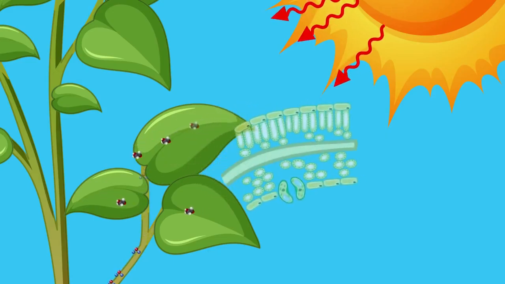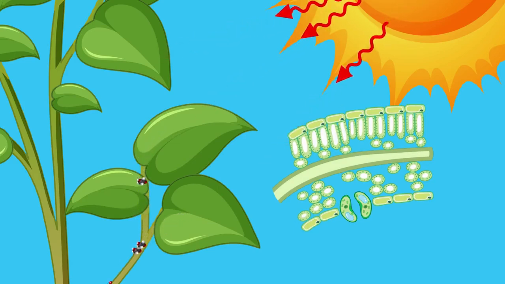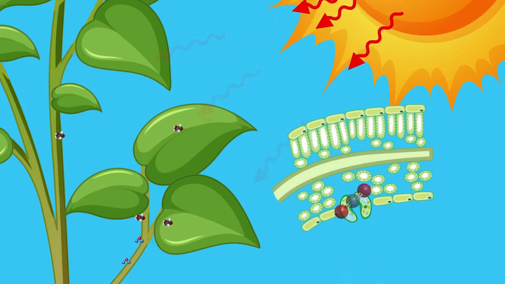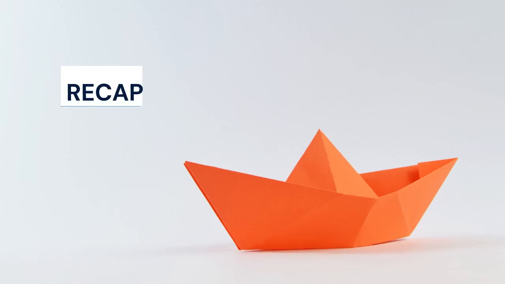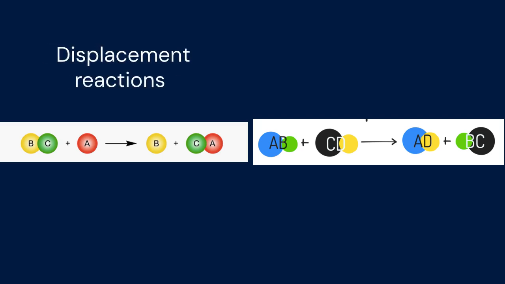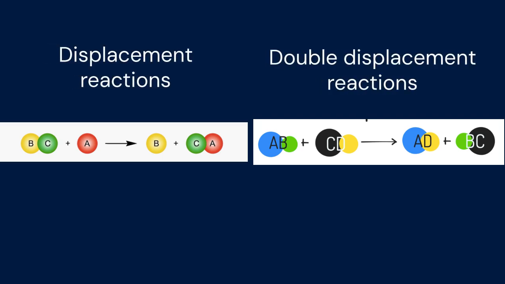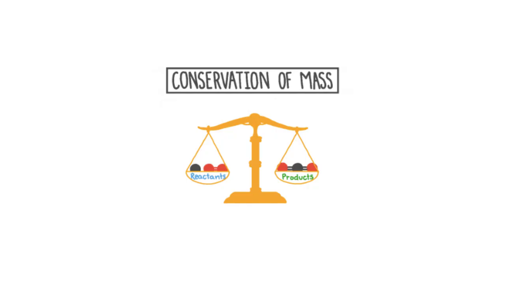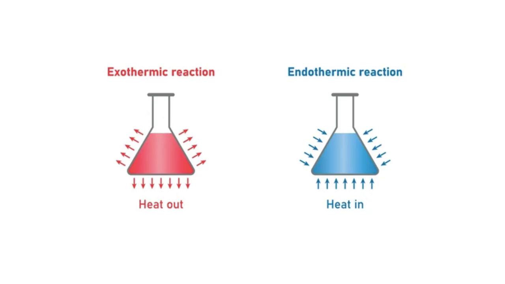Photosynthesis in plants is also an endothermic process, as it requires light energy to convert carbon dioxide and water into glucose and oxygen. In summary, combination reactions involve many reactants forming one product, while decomposition reactions involve one reactant breaking into many products. Displacement reactions occur when one element replaces another, and double displacement reactions involve an exchange of ions. Balancing equations is essential to obey the law of conservation of mass. Finally, some reactions release energy, exothermic, while others absorb energy, endothermic.